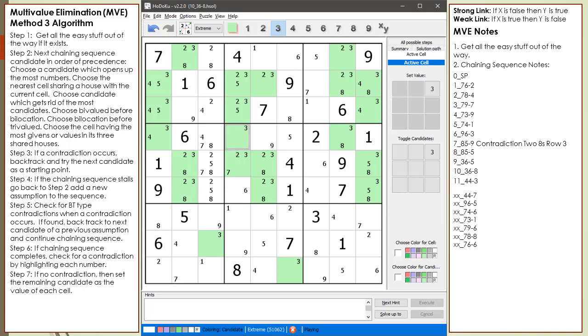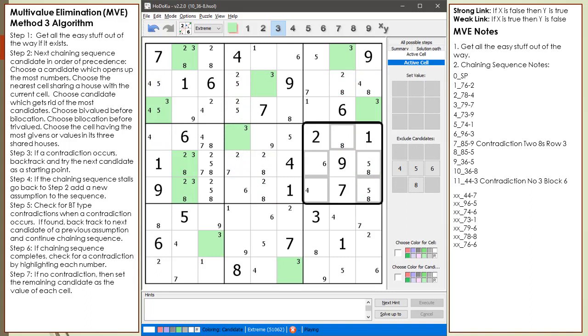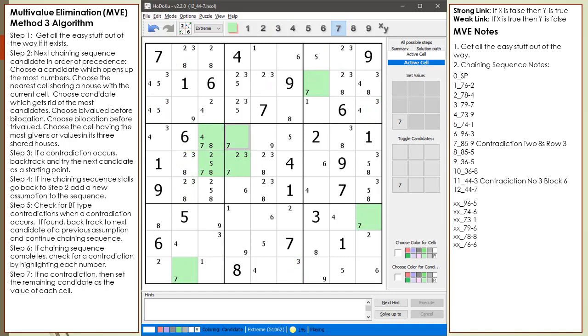We choose the 3 in cell 4, 4 because it opens up 3 values in the puzzle. However, we end up with a contradiction by having no 3 in block 6. So we choose 7 for cell 4, 4 because the 3 had a contradiction. And this time, the chaining sequence appears to have completed without any contradictions.